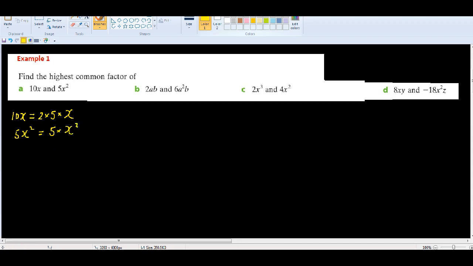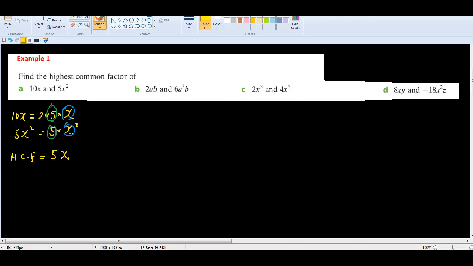Then you compare. Do we have any common factor? Yes, we got 5, and also another one, you got x, and here x. So the HCF would be the common factor 5 and the common factor x. For x, there's x squared and x, and you always take the lowest power. So that would be x. That's the first one.